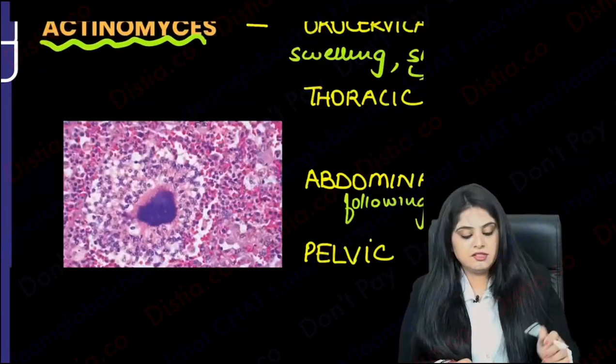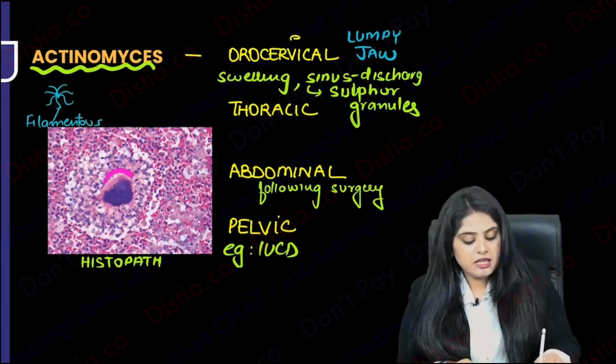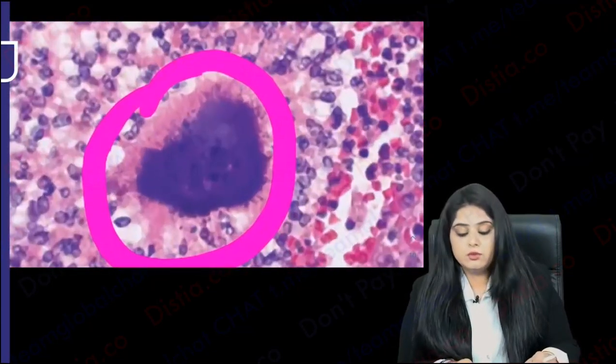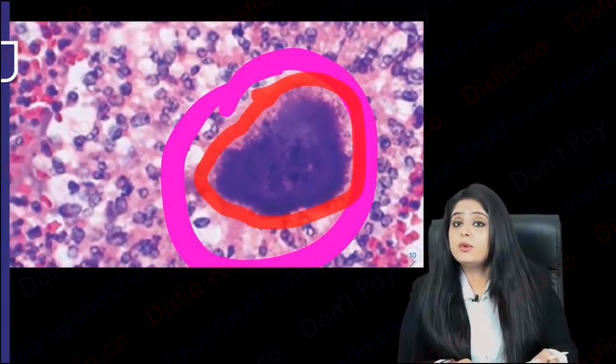So the first part is seeming right. I can very well see that there is a gram-positive filamentous organism present. But what is around it? If you look carefully, there is a pinkish zone around it. Again, if you zoom in, you will see that there is a pinkish zone around it. You know what this is known as?